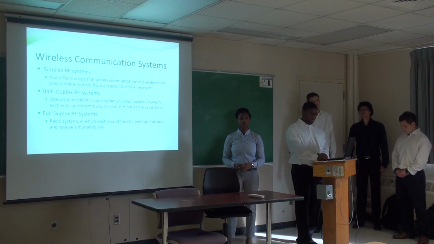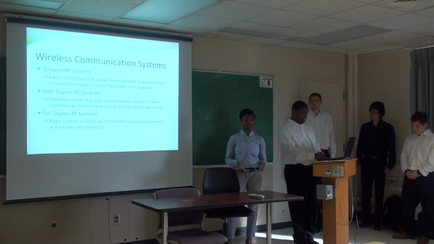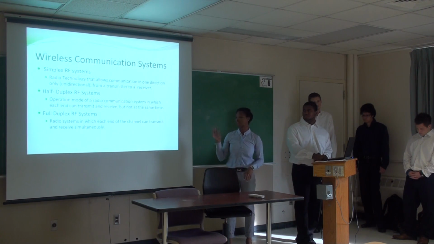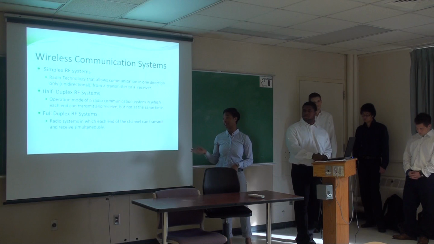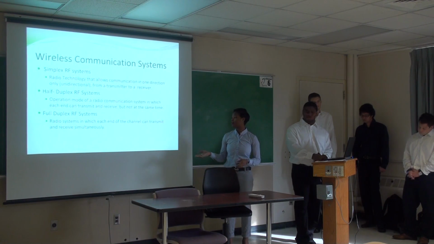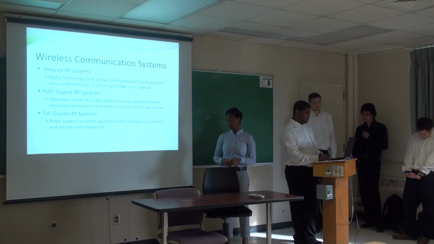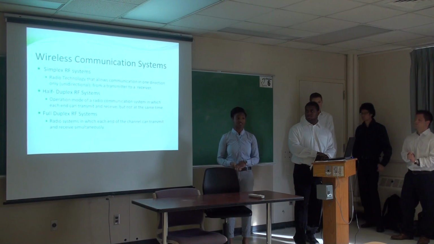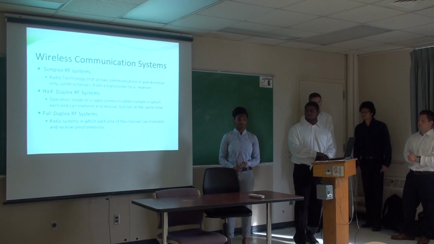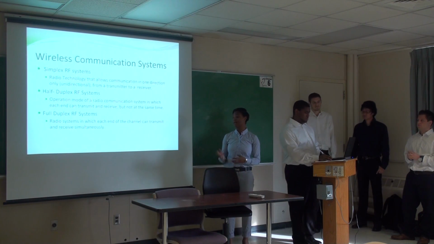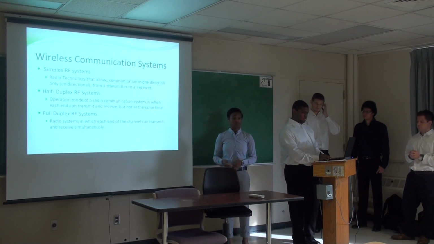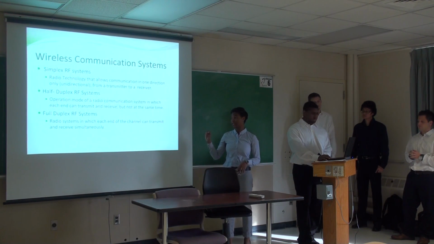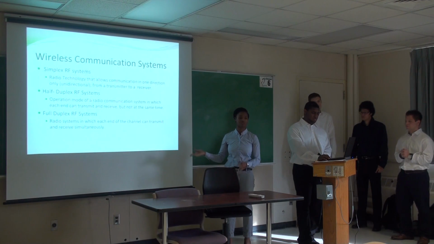Half duplex allows communication in both directions, but not at the same time. It would be like a walkie-talkie. You can think of all different types of usages and applications. And then full duplex RF systems, which would be like cell phones. They allow communication in both directions, so it receives and transmits, and it can do it at the same time. So cell phones and Wi-Fi operate and are classified as full duplex systems.